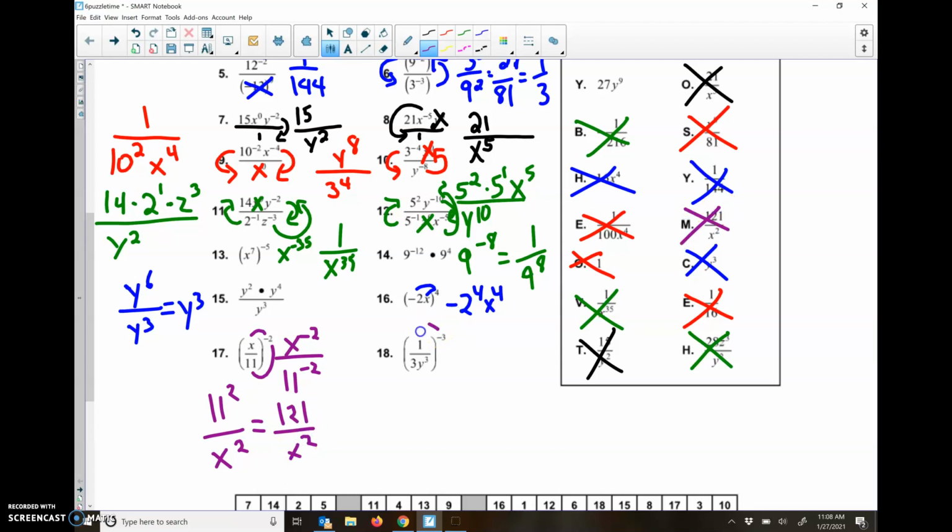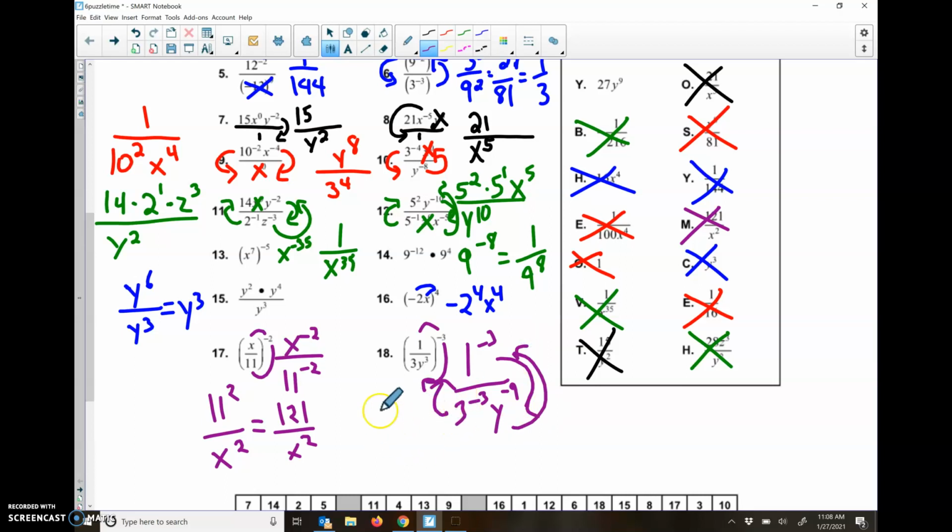And then it looks like the same thing here. So the 1 gets a negative 3 exponent. The 3 gets a negative 3 exponent. And then 3 times negative 3 is negative 9. So again, they all have negative exponents here, so they're all flipping. So the 1 goes to the bottom, the negative 3 goes to the top, the y goes to the top. Everything's flipping because it has that negative exponent.